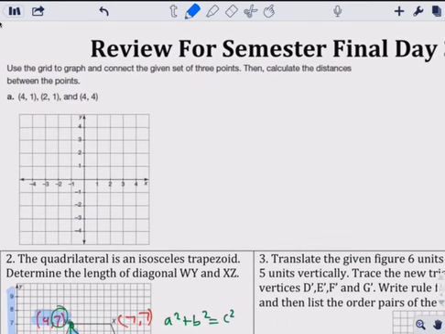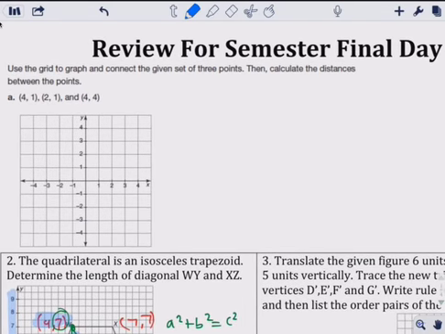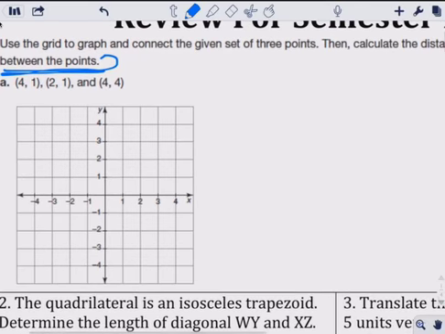Graph and connect the given sets of 3 points. Then calculate the distance between the points. So we want to calculate the distance between the points. So 1 is right here. And then 2, 1 is right here. And 4, 4 is right there.